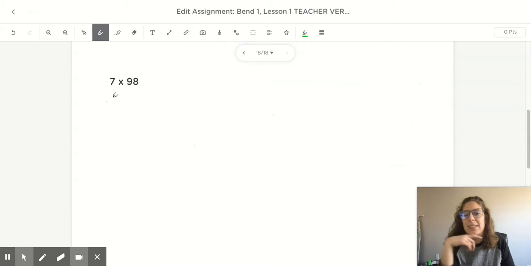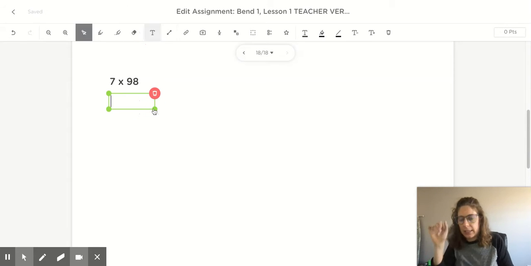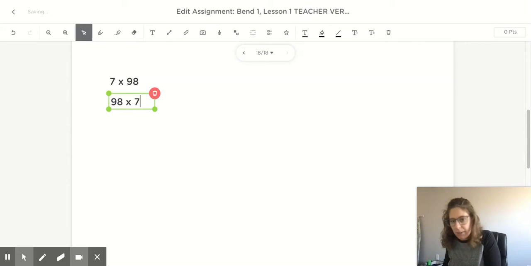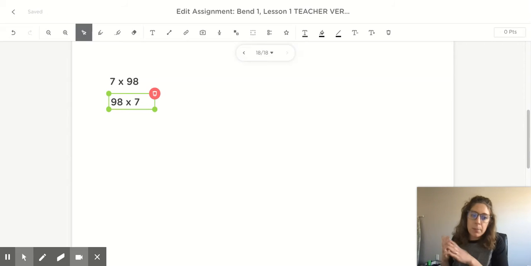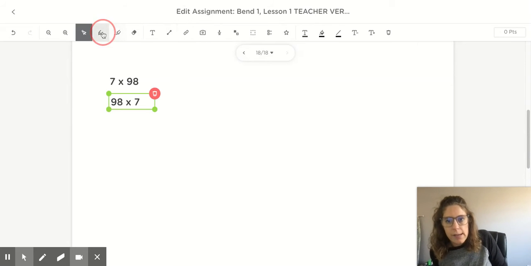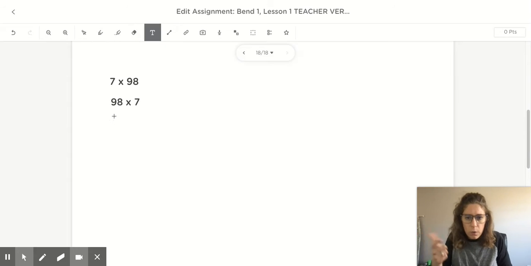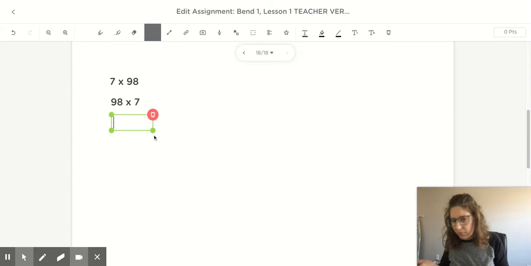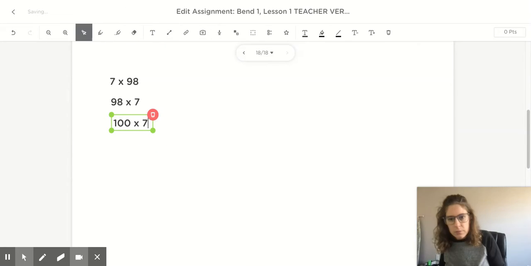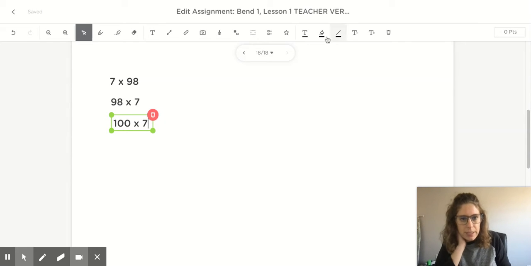So this one I have 7 times 98. I'm going to rewrite this problem really quick to 98 times 7. I like putting my number that's close to my over number at the beginning. Just makes more sense to me with ratio tables. And what's the equation that's just over 98 groups of 7? Well, I can do 100 groups of 7. Okay, draw my ratio table.